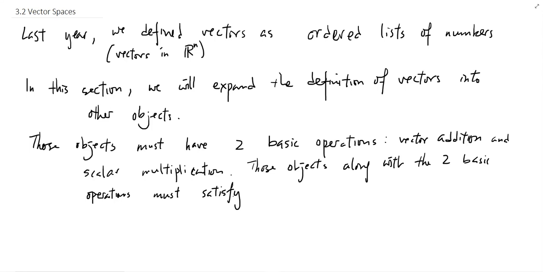Okay, but not the other way around. Not to restrict our operations or properties that we already established. That's not what we want. So these objects, along with the two basic operations, must satisfy some properties. And when that happens, we'll be able to actually use them like they are vectors.